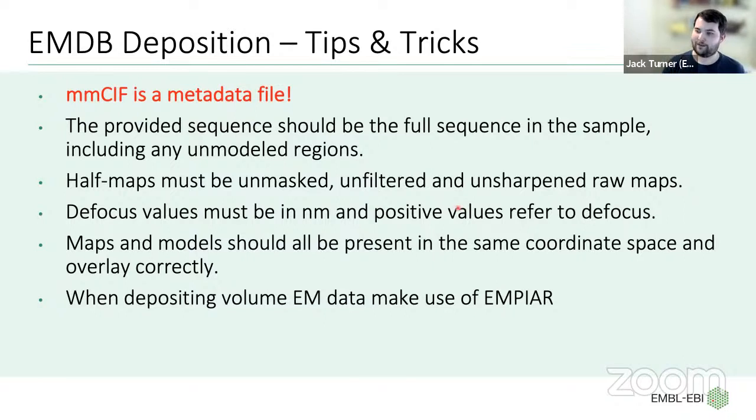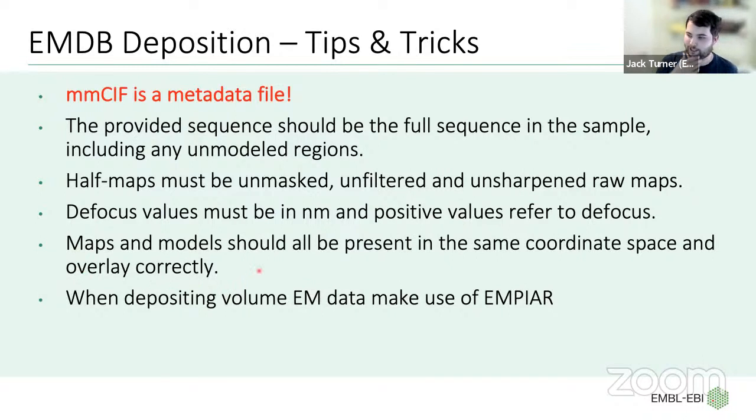Defocus values must be in nanometers, and positive values refer to defocus. I put this in here because I know on microscopes they are negative, referring to defocus, and often given in microns. I didn't make the dictionary. This is how it was when I arrived. Just so you're aware, positive values refer to defocus, and they must be in nanometers. I have recently added warnings to the deposition interface if your values look like they're in microns or they're negative. So it should highlight it in red or yellow when you type in something that doesn't look quite right, and it will let you know that as well.